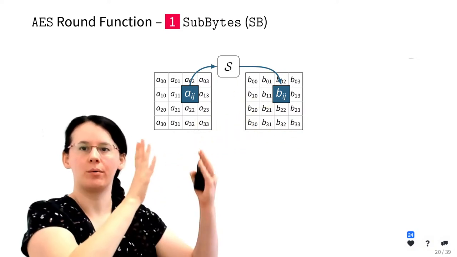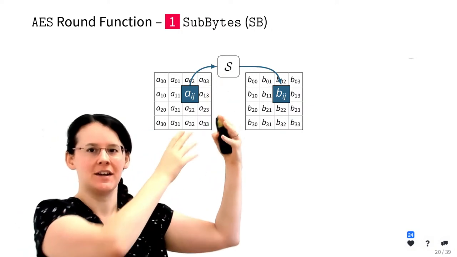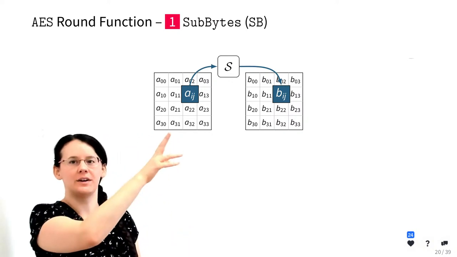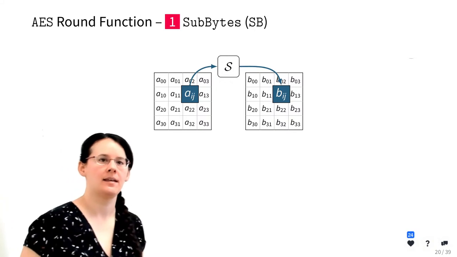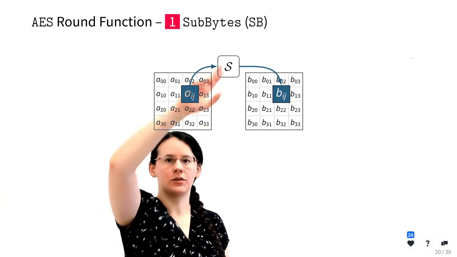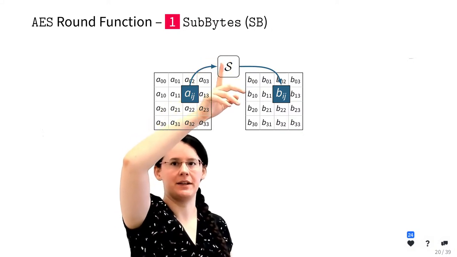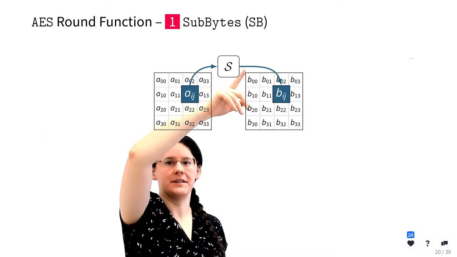So in these pictures, I always show the input state here, then something happens, and then I write here the output state. So I've illustrated it only for one byte here, but it happens to every byte. All of these operations have a long name, like sub bytes here, sub meaning substitute, and a short form, which in this case is SB.